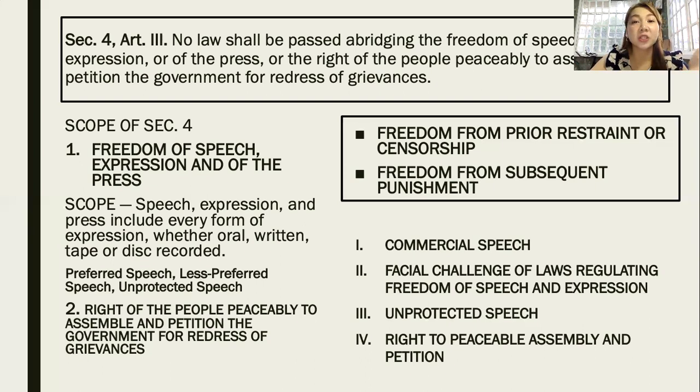Does every form of speech enjoy the same degree of protection? Kagaya naman ng pag-differentiate natin kanina, no. The doctrine of freedom of speech was formulated primarily for the protection of core speech or speech which communicates political, social, or religious ideas. These enjoy the same degree of protection. Commercial speech, however, does not.